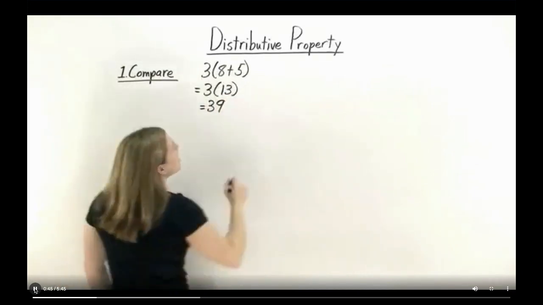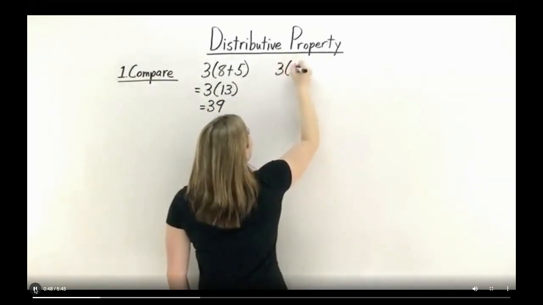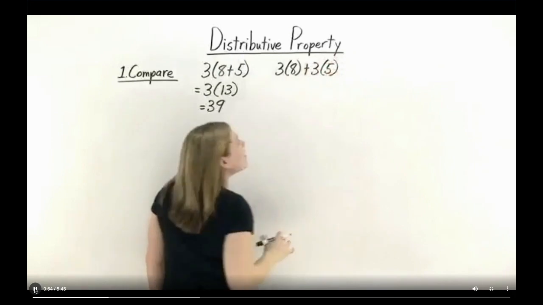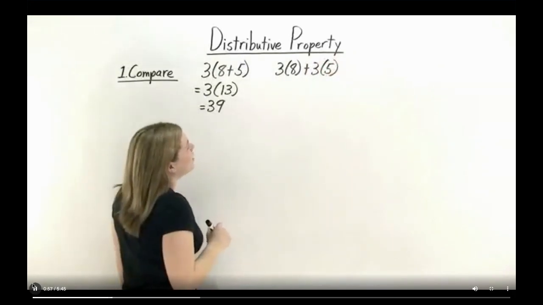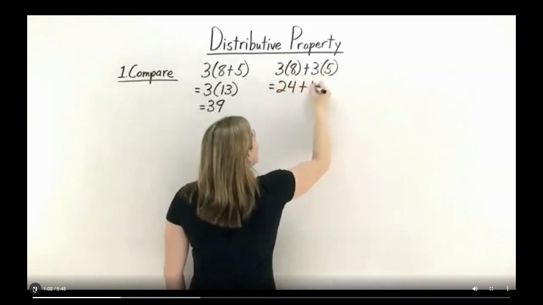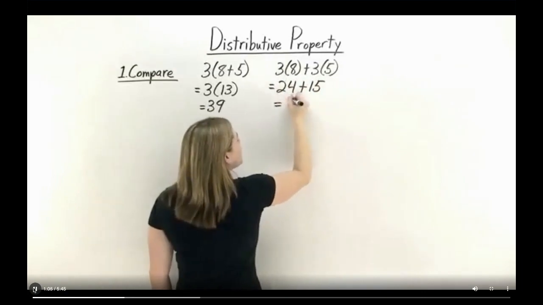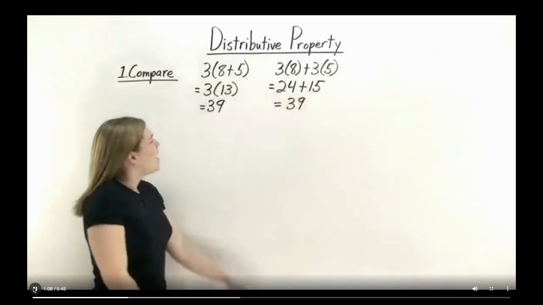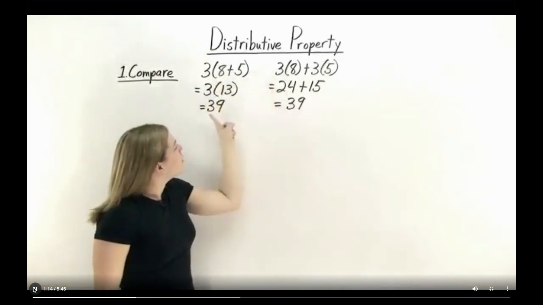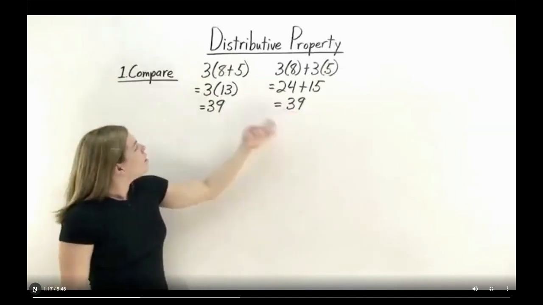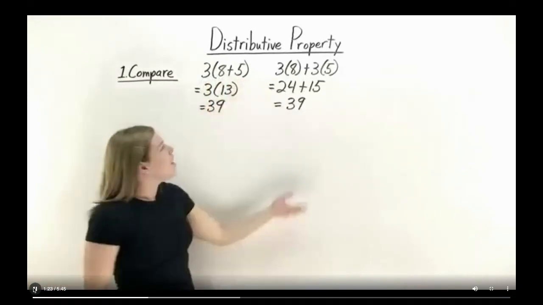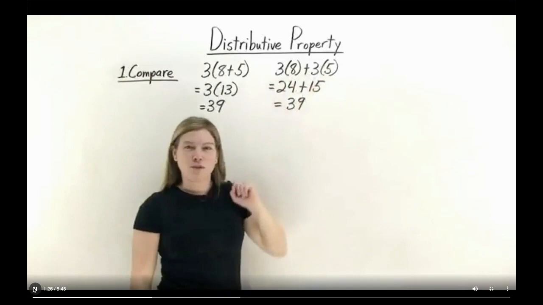Great. Now, let's take a look at the other expression: 3 times 8 plus 3 times 5. Let's simplify this expression and see what we get. Following the order of operations, we multiply first. 3 times 8 is 24, and 3 times 5 is 15. 24 plus 15 gives us 39. Hey, that's the same thing we got when we simplified the first expression. So both of these expressions simplify down to the same thing. That means that these expressions are equal. 3 times the quantity 8 plus 5 is the same thing as taking 3 times 8 plus 3 times 5.